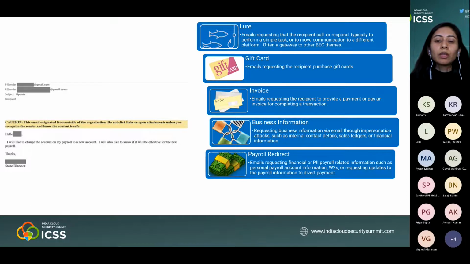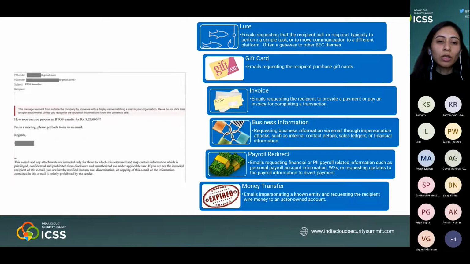Then the next one is payroll redirect. In this case, the emails again request financial data or PII, mainly related to your payroll account information, W-2s, or requests to update the payroll information to divert payment to another account. So some examples would be, hey, can you switch my payroll account to this new account and put the money transfer over there?